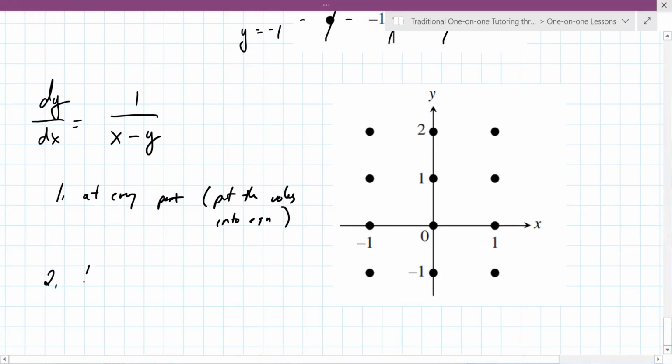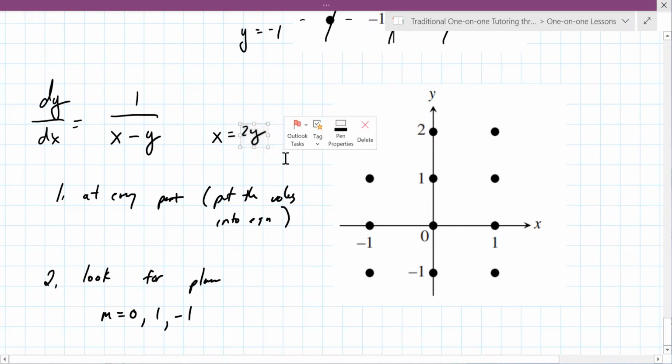So the second strategy is to look for the same stuff we talked about in the previous problem: look for places where the slope is 0 or 1 and -1. So for example, when x is 1 more than y, like when x is 2 and y is 1, the slope is 1. Well, what is that? It's really when x equals y plus 1. So where is that line on this? Well, if you change it around, it becomes y equals x minus 1. So it's through here.